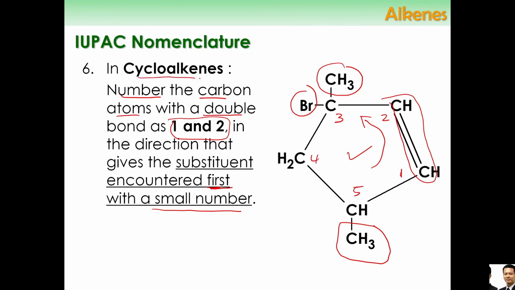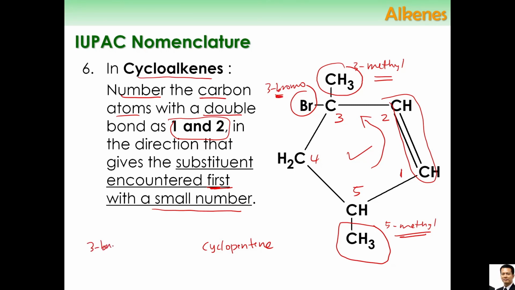For the cycloalkene, you don't have to label the position of the double bond because it is always at carbon number 1. So the parent name is cyclopentene, because 5 carbon atoms: 1, 2, 3, 4, 5. The substituents that you have are 3 methyl, 3 bromo, and 5 methyl. So this is the same group, methyl. So according to alphabet, you need to write down 3 bromo first.